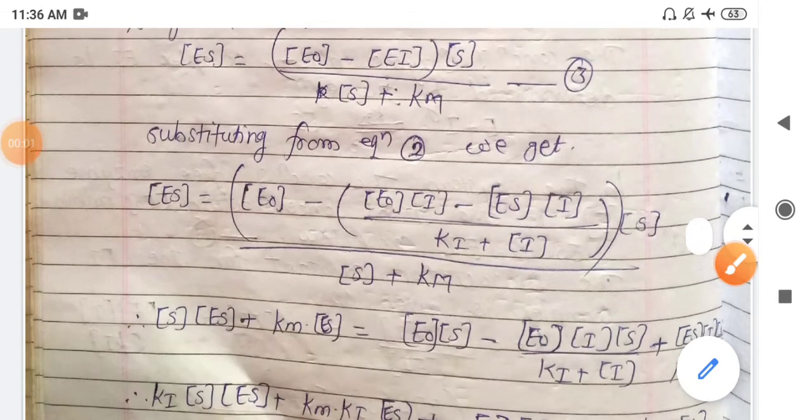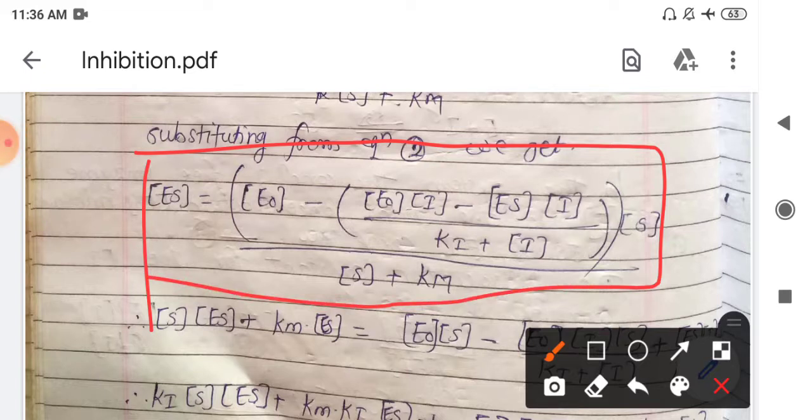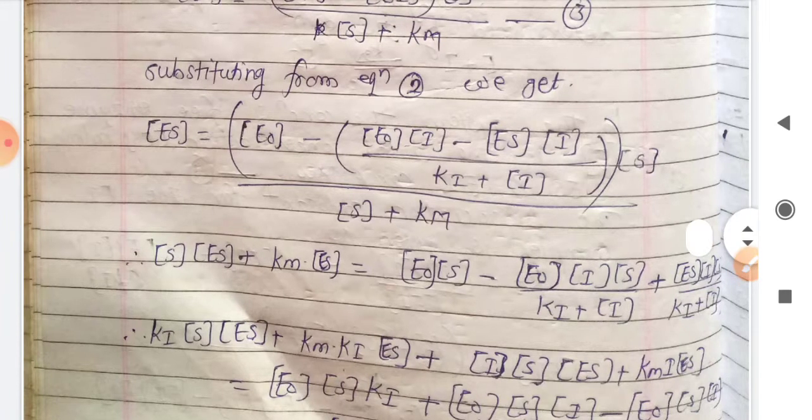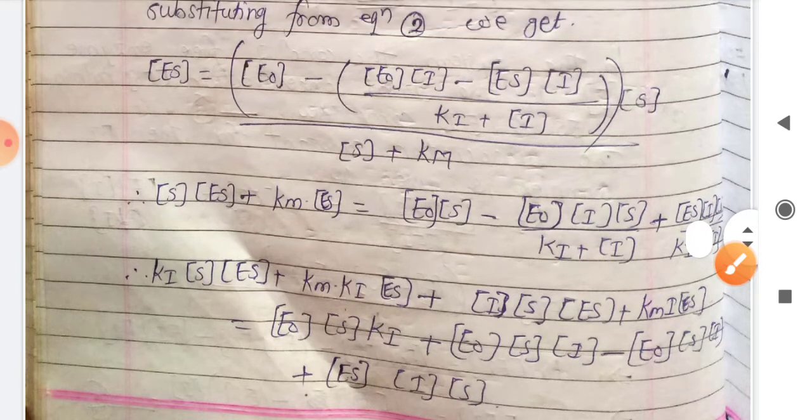So previously we have obtained the ES complex value. So the next step is to simplify or solve these brackets. So first step is what? We multiply by the denominator terms on the right hand side, that is S into ES plus Km into ES, is equal to this.